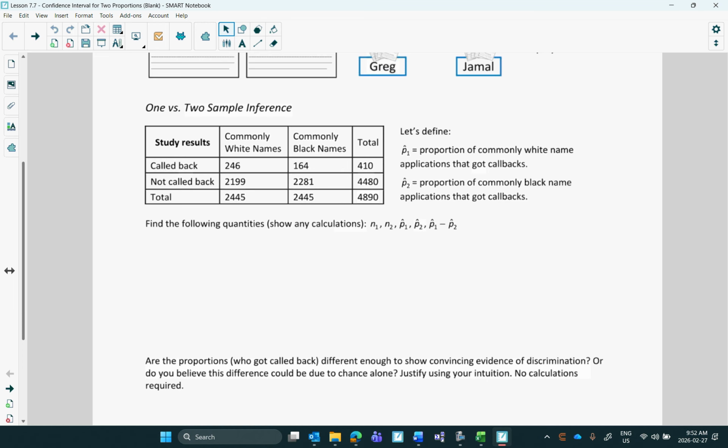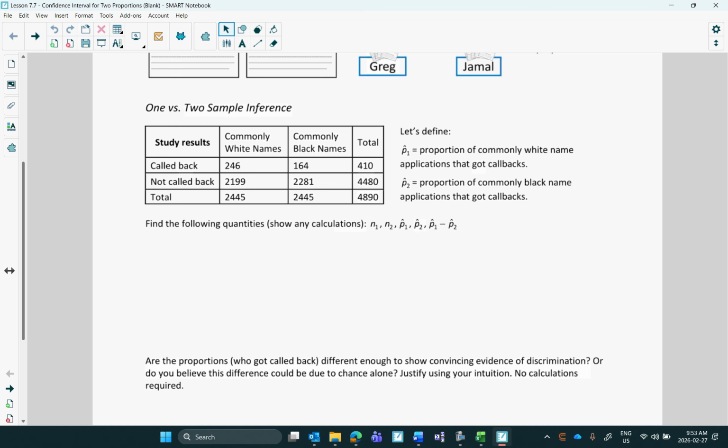So because we're dealing with two samples, we're going to talk about two sample inference. We've already talked about one sample inference. So here we have a table that shows the results of what was just summarized above, where P hat 1 represents the proportion of commonly white names that got callbacks, and P hat 2 represents the proportion of commonly black name applications that got callbacks.